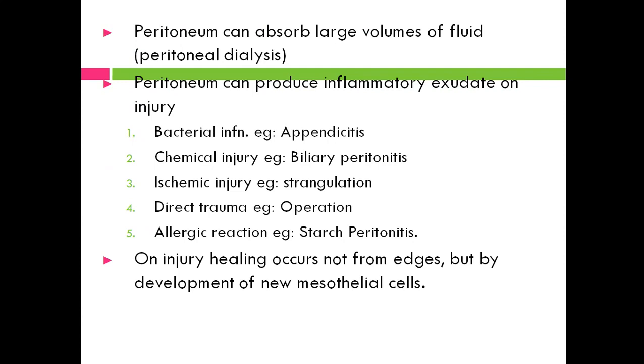The peritoneum can produce inflammatory exudates on different sorts of injury, like a bacterial infection in acute appendicitis, a chemical injury following biliary peritonitis, ischemic injury following strangulation of bowel, a direct trauma during an operation, or maybe an allergic reaction due to starch peritonitis. Once the peritoneum is injured, healing doesn't take place from the edges just like any other epithelium, but by the development of new mesothelial cells.